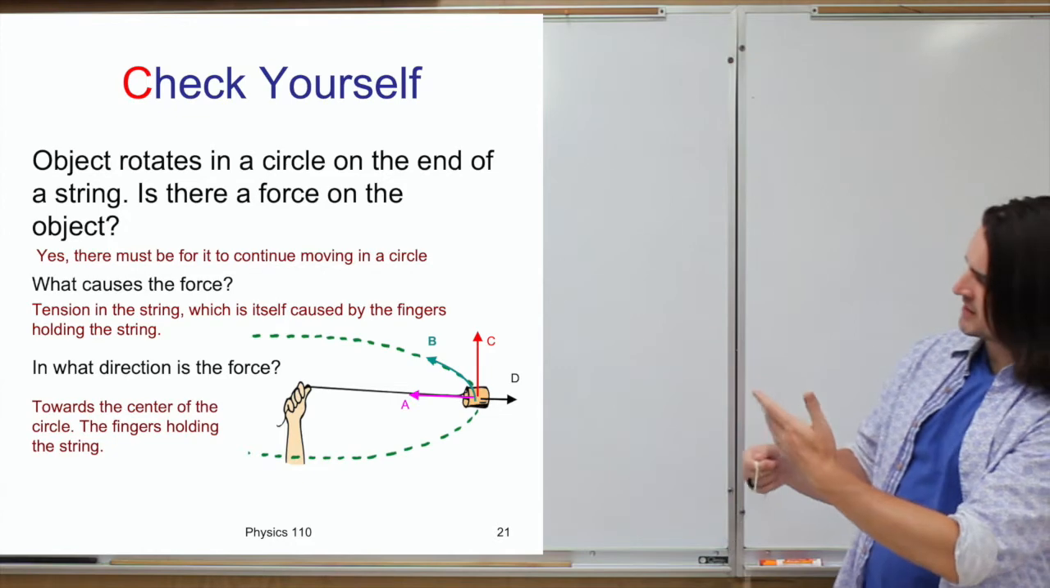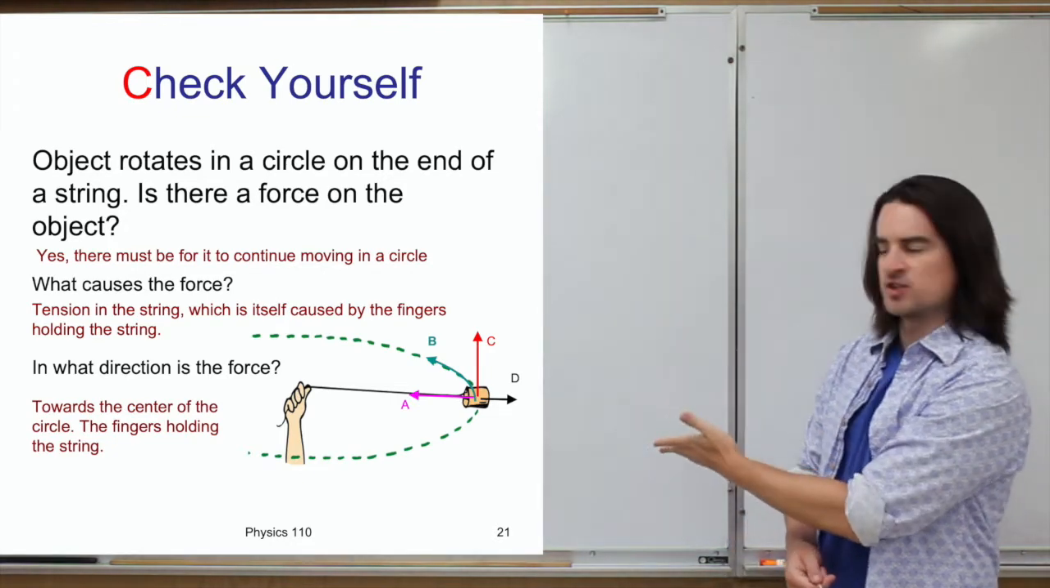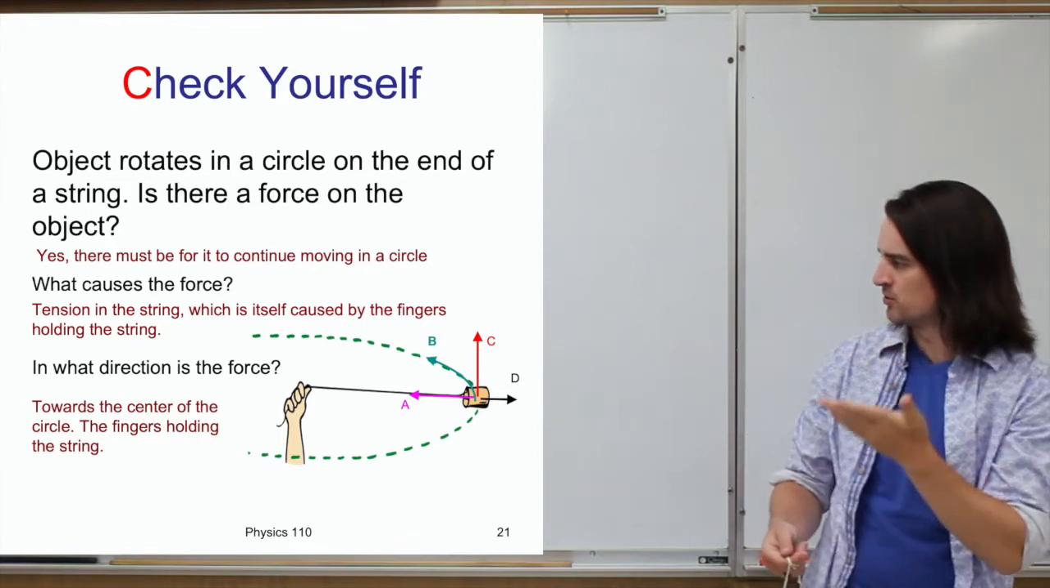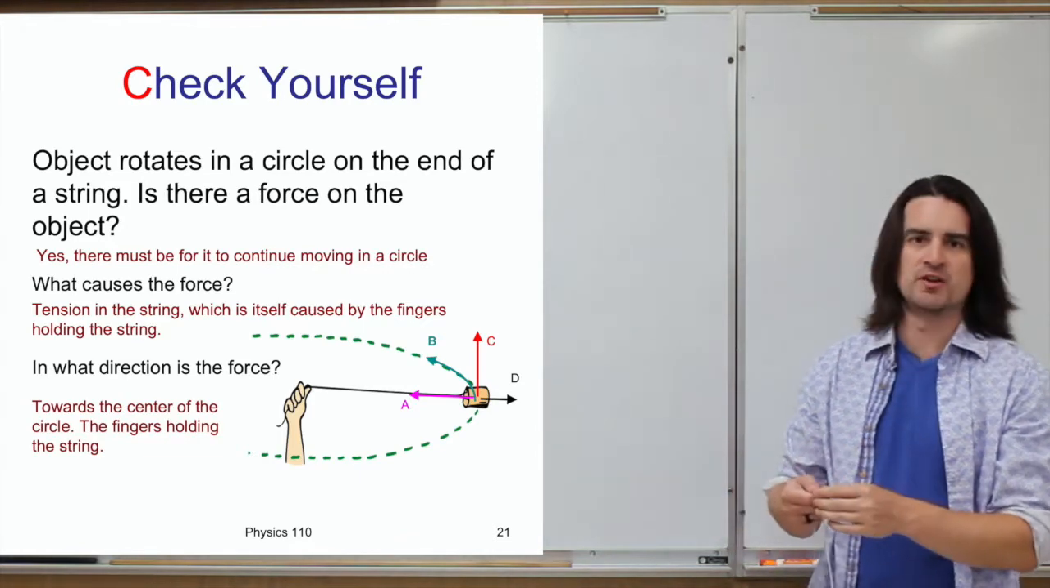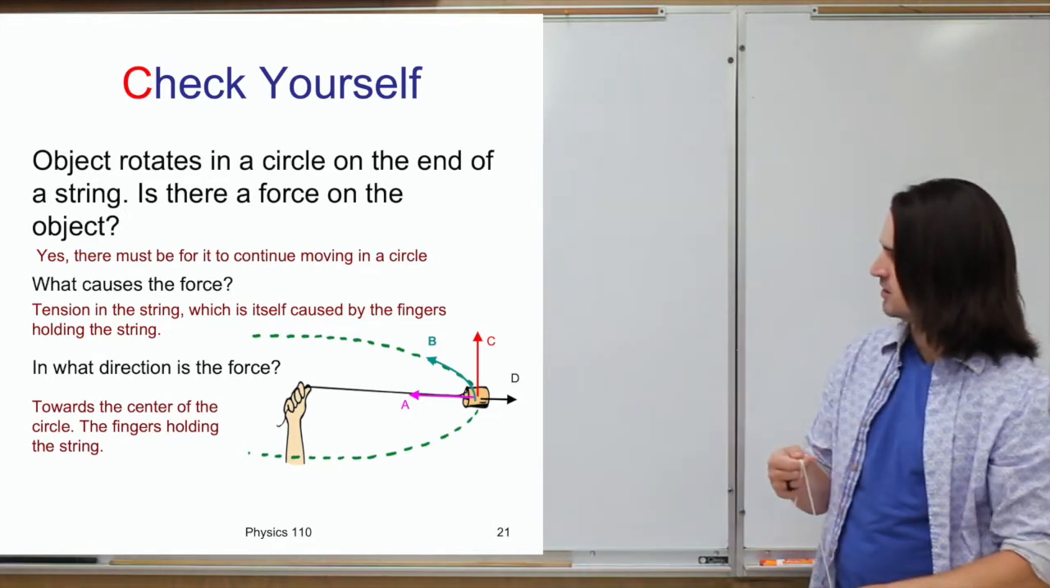And well, hopefully that kind of gave away the answer to the last one, in that the direction would be A in this picture, right? It's the tension, and you're pulling the object towards your fingers, which is the center of the circle that this thing's rotating around.